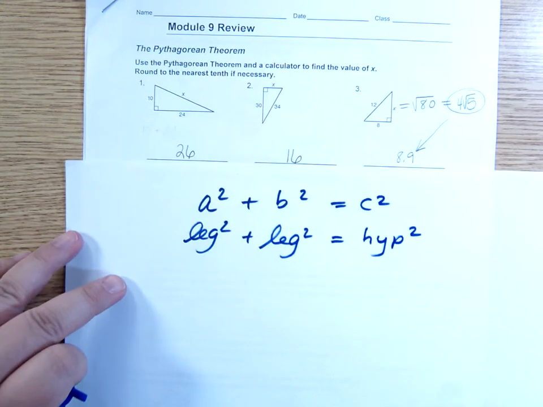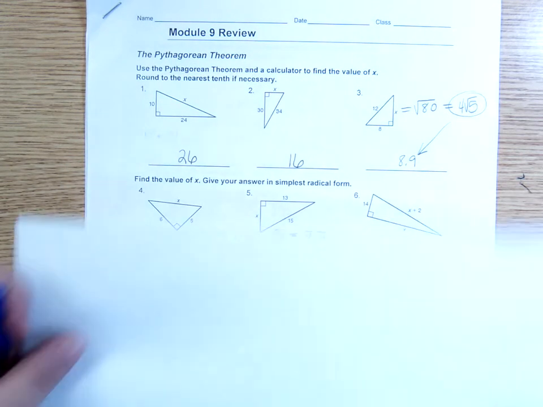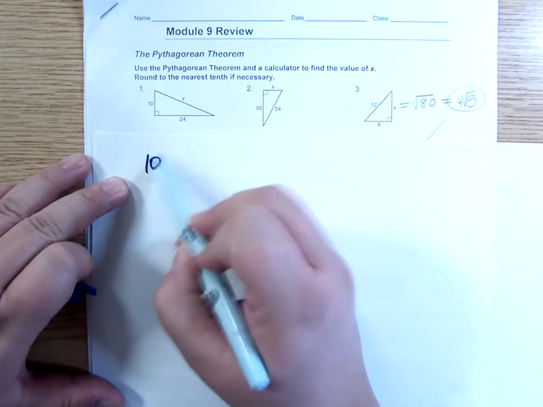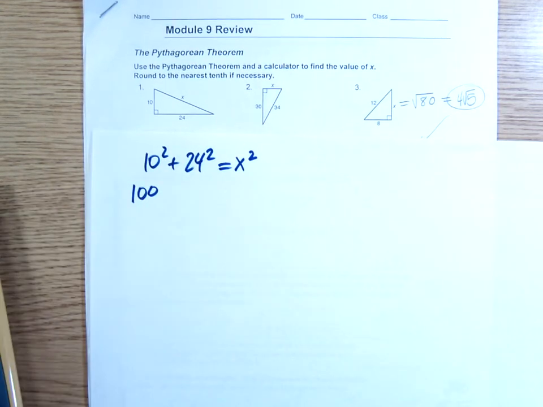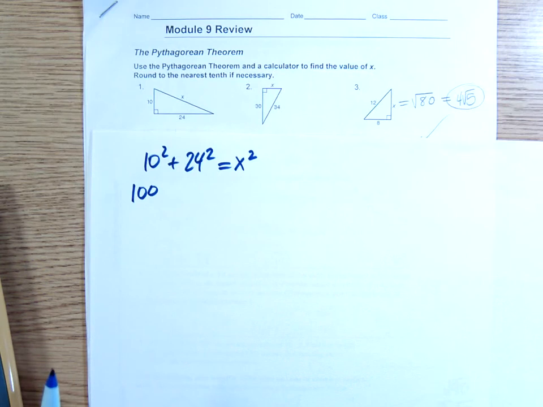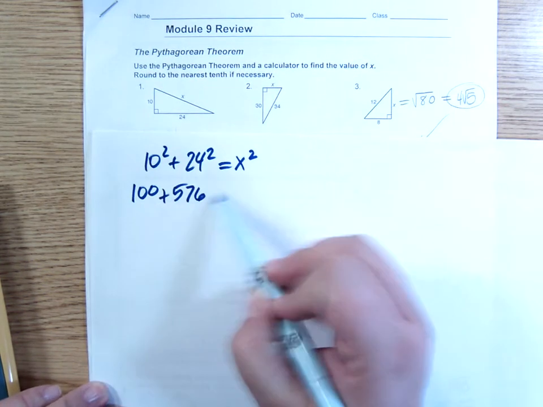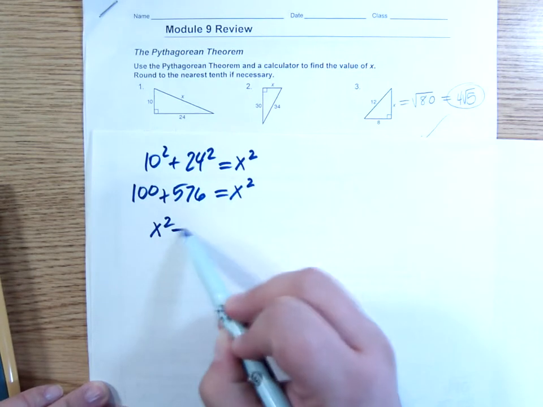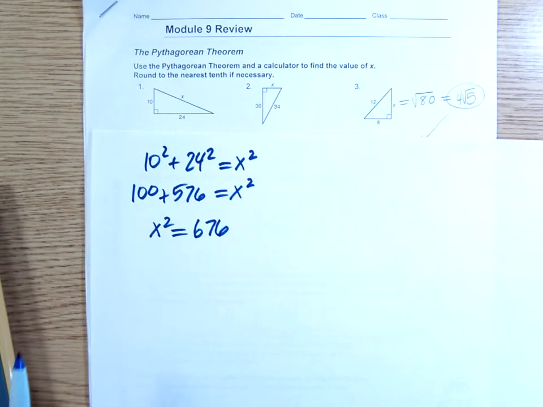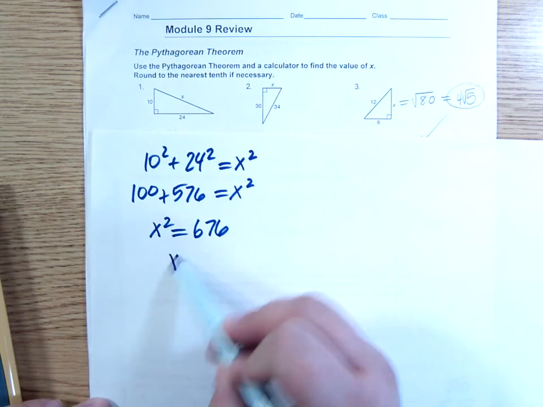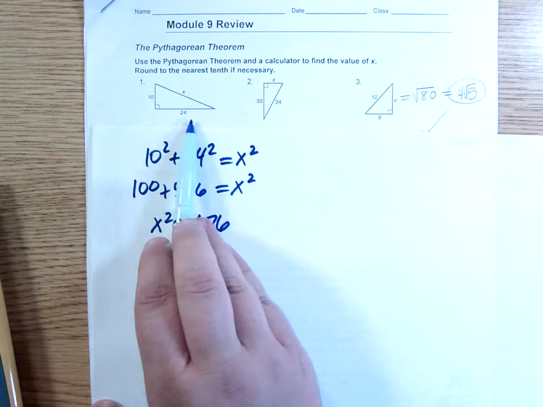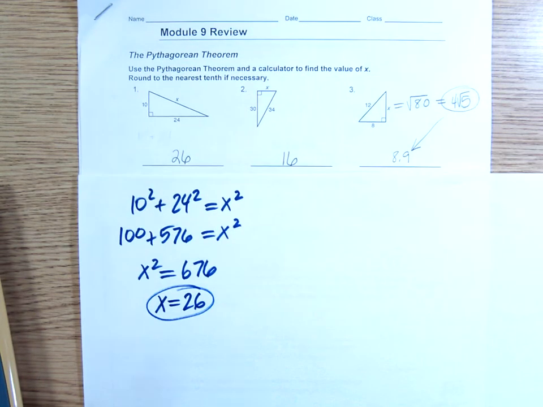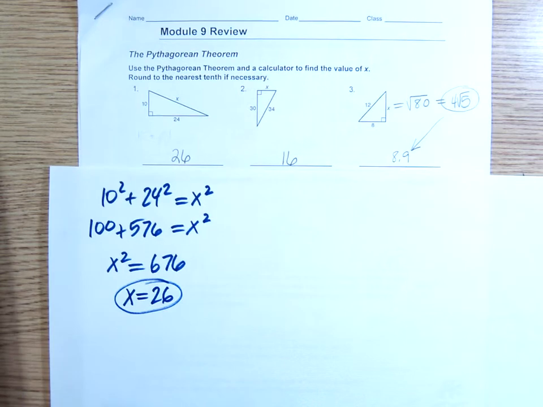Okay, so on number 1, that would mean you would set it up 10 squared plus 24 squared equals x squared. When I square these and add them, I get x squared equals 676, and the square root of 676 is 26. Okay? Notice that that's a Pythagorean triple, 10, 24, and 26, because all three of those are whole numbers and they fit the Pythagorean theorem as three sides of a right triangle.